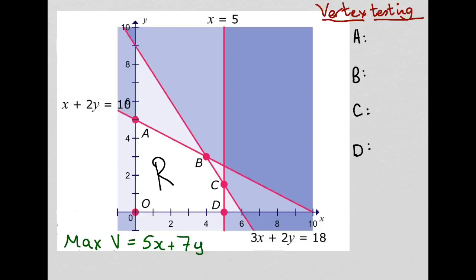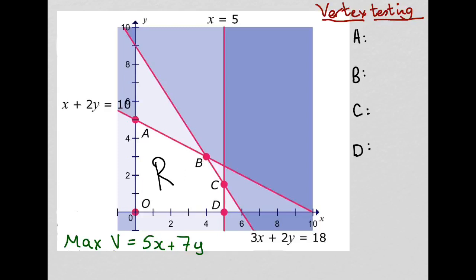So let's look at vertex testing first. It's pretty much what it says on the tin. We're just going to test the vertices. So this is my region, and you'll see that it's got 5 vertices around it. I'm maximising, so I wouldn't bother looking at 0, 0. That's not going to maximise profit or cost, whatever this may be. So I'm ignoring 0, 0. Doesn't mean you always do.